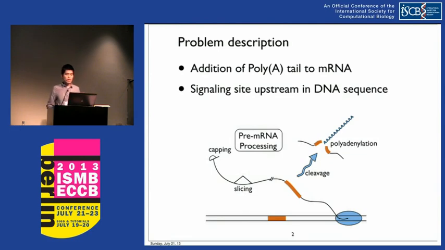When DNA is transcribed to messenger RNA, a string of adenine nucleotides, also known as the PolyA tail, is attached to the RNA. There is a signaling site consisting of fixed nucleotides upstream in the DNA sequence. Many mutations in the PolyA signal are associated with many diseases, and it's important to detect the PolyA signal.